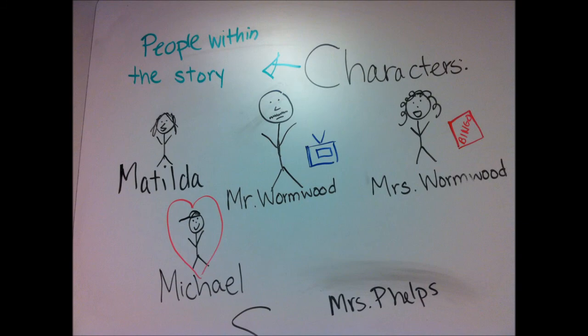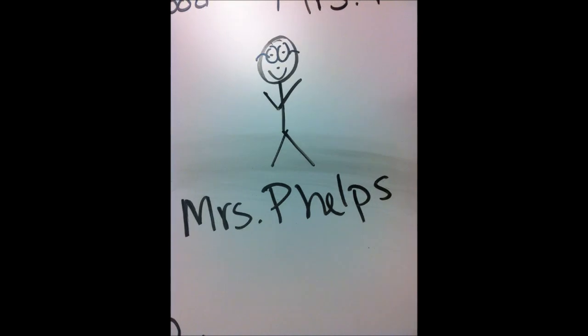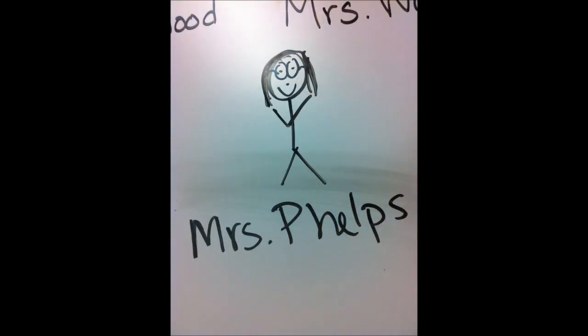Another character in the first chapter of the novel is Mrs. Phillips. She is a librarian, and she helps out Matilda by giving her books. That's why we're going to represent her with a pair of glasses and a little book to the side.